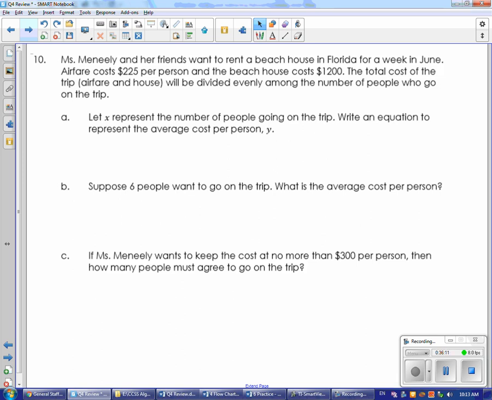So if I don't know how many people are going, I'm going to call that x. So x represents the number of people going on the trip, and y would be the average cost for each person. And remember, we're going to be splitting the whole thing. So if I wanted to write an equation for that, so we're looking for the average cost. Well, let's think about the total cost first. We know that the house is going to cost $1,200. That's a flat fee. But each person is going to have to pay $225 for their airfare. So that's going to be $225 times the number of people that are going on the trip, which we're calling x.